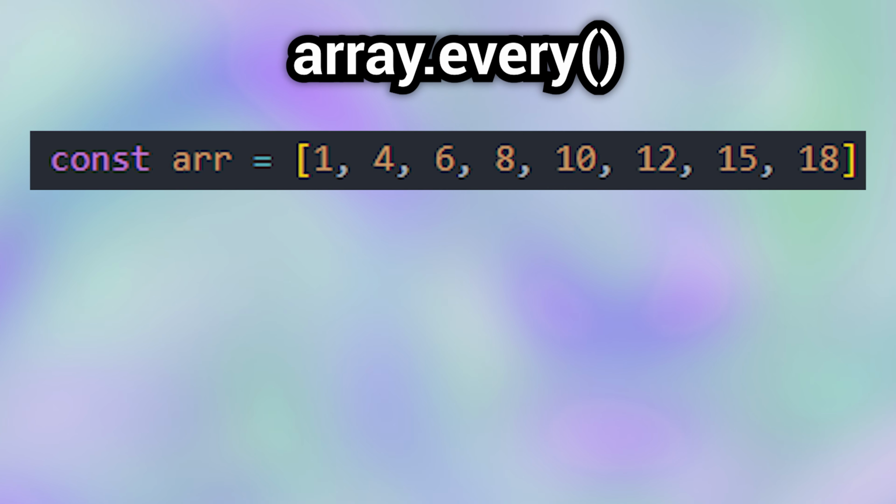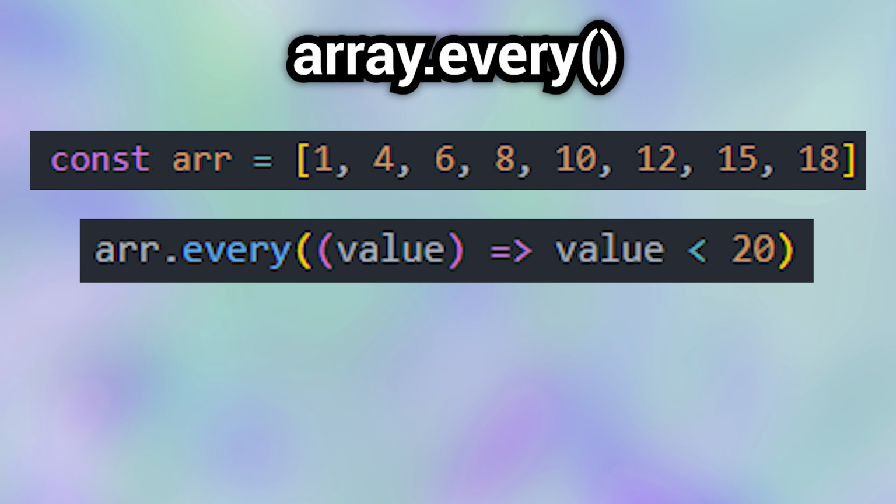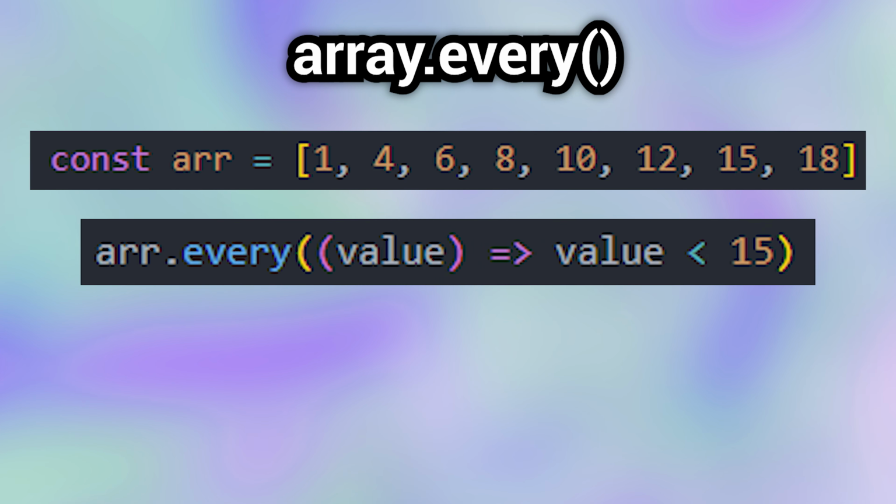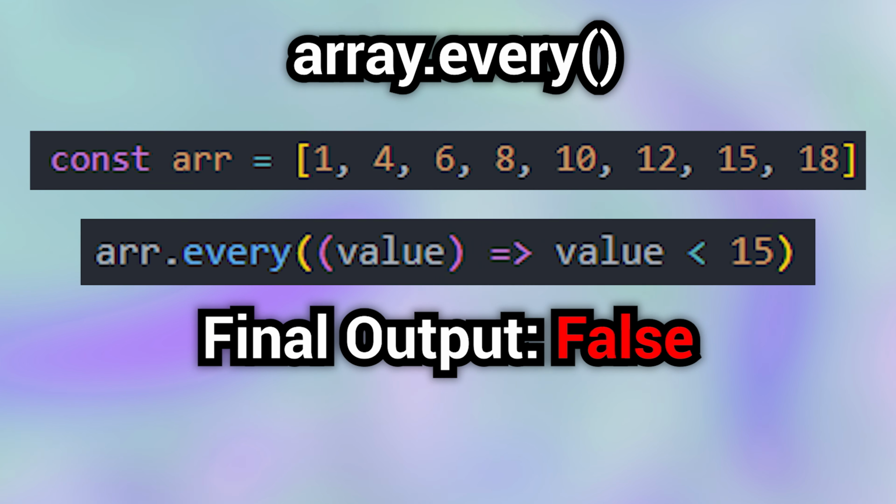Another function we can use is the every function. The every function returns a boolean, so true or false, depending on if every value matches the given condition. For example, if we wanted to see that every single number in the array was less than 20, we could call arr.every with value less than 20. And it would return true because every single number is less than 20. On the other hand, if we changed it to value less than 15, it will return false because we have the numbers 18 and 15, which are in fact not less than 15.